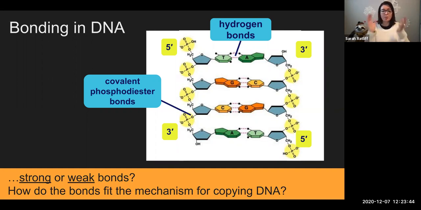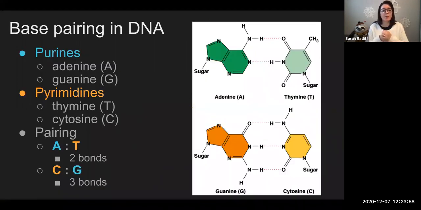Between our two halves, we have our bases, and our bases are As, Cs, Ts, and Gs. They are bonded together with hydrogen bonds. These are weak. Keep that in mind. As a review from last week, our purines are adenine and guanine, our pyrimidines are thymine and cytosine. They pair A to T, T to A, C to G, G to C. In the AT pairing, there are 2 hydrogen bonds, and in the CG pairing, there are 3 hydrogen bonds. I'm going to glaze over this really quickly because it should be review from last week.